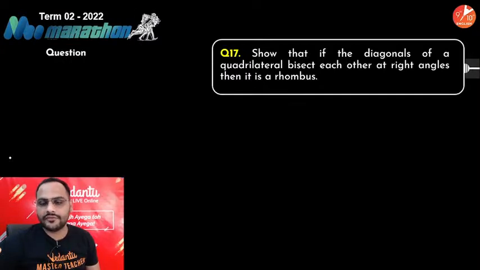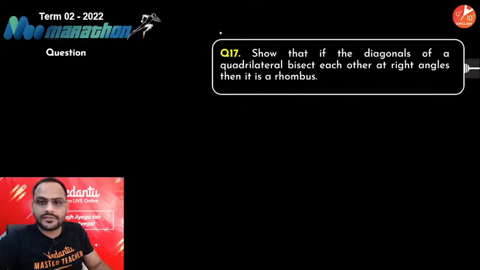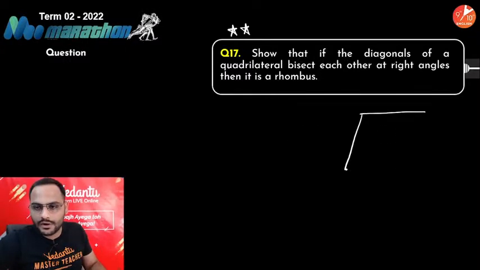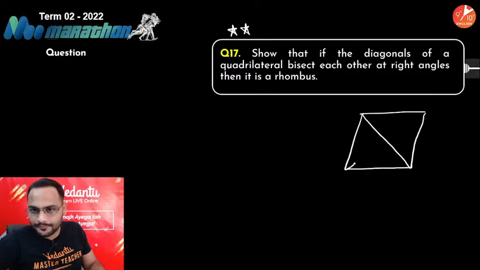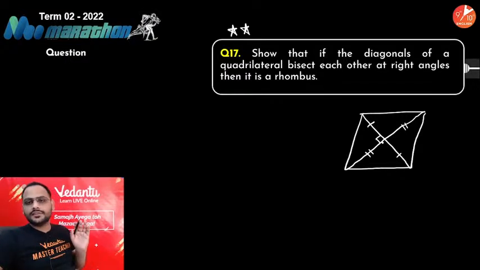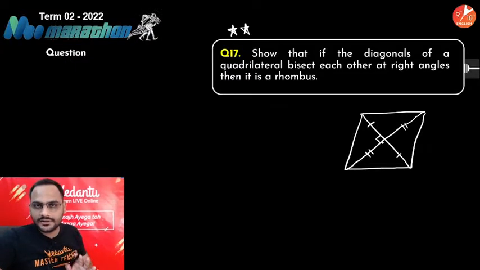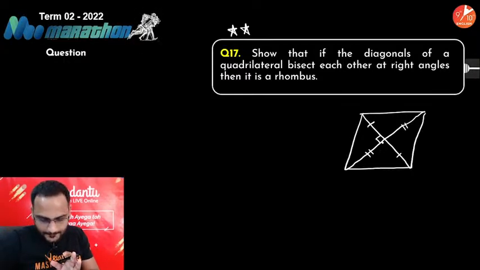Okay, next, show that if the diagonals of a quadrilateral bisect each other at right angles, then it is a rhombus. It's an easy one, but an important one because it is an NCERT question. It is given to you, it is a normal quadrilateral in which diagonals are bisecting each other at 90 degree. You have to prove that it is a rhombus. क्या prove करना है? It is a rhombus. Okay, ठीक है बच्चों? Let us do it now.